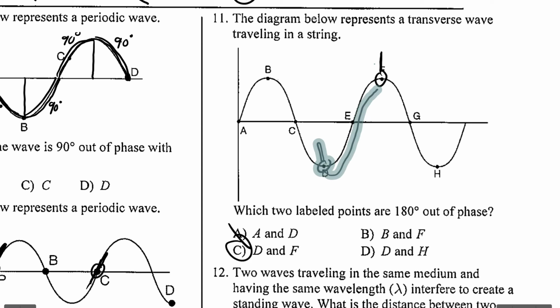Let's eliminate the other ones and we'll come back to that. So B and F, why is it not B and F? B and F is 1 full wavelength apart, crest to crest, right?